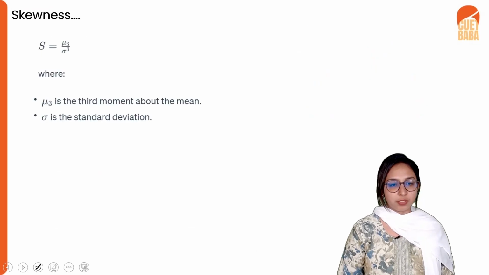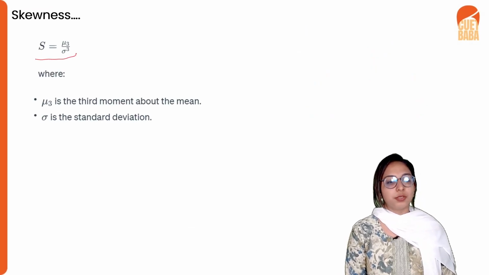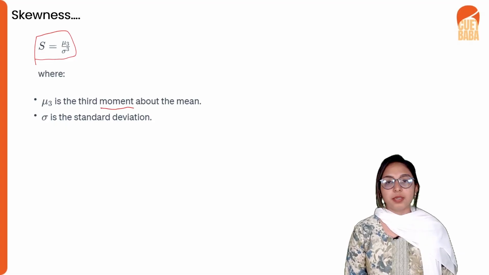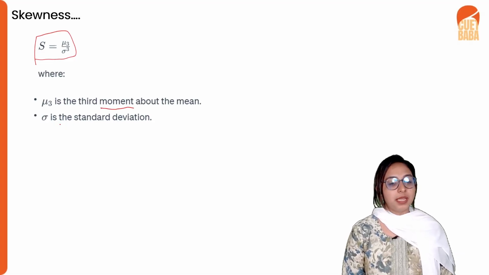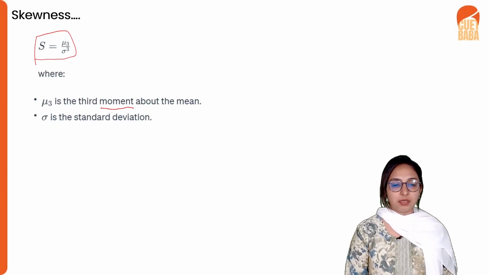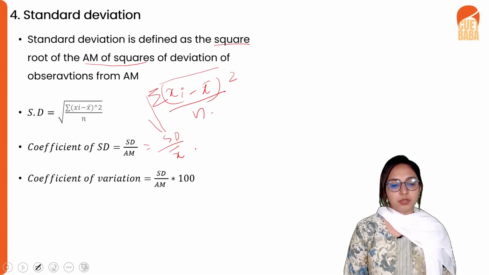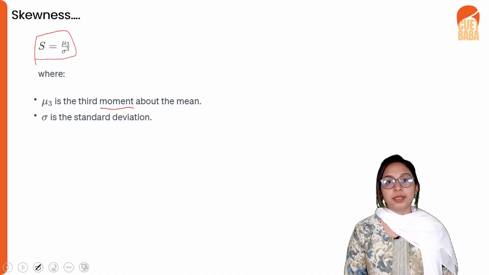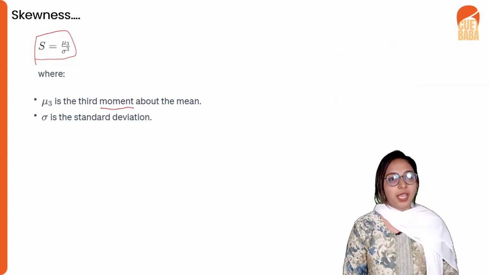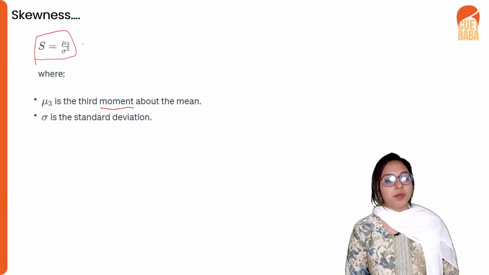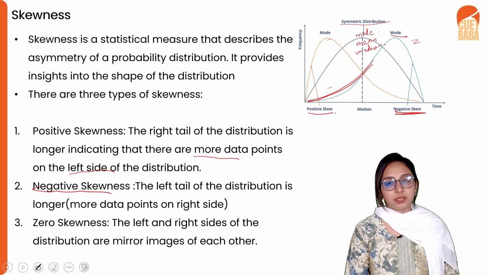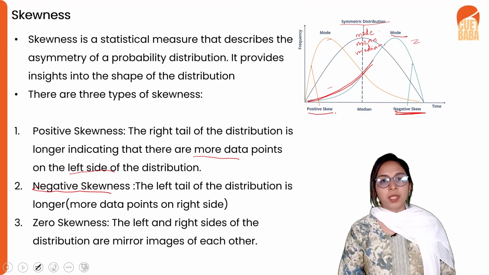Now, how to find out skewness? The equation to find skewness is S = mu3 / sigma^3. Mu3 is the third moment about the mean. We'll look into moments in detail in the upcoming slides, and sigma is the standard deviation. We have seen the equation to find the standard deviation. Using it we find sigma, and then the cube of the standard deviation is taken. After finding the moment mu3, according to whether it is positive, negative, or zero, we can tell whether it is positively skewed, negatively skewed, or has zero skewness.